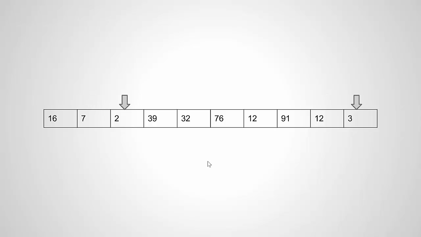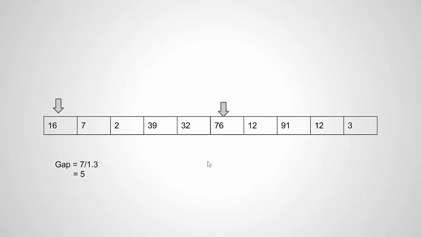This continues. Once the second pointer reaches the end of the array, gap is divided by 1.3. The pointers are initialized to the start of the array. They then move across the array in the same fashion as before. This occurs again and again.